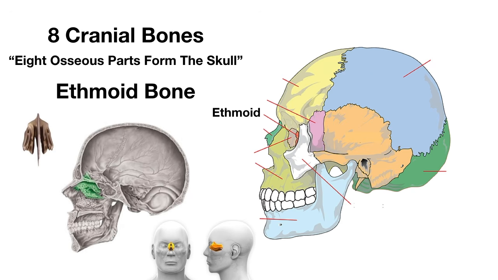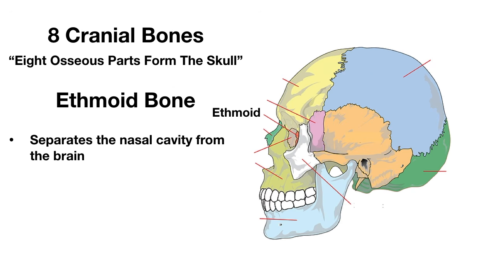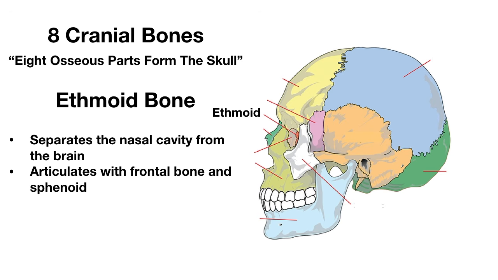There are a couple main features to know about the ethmoid bone, and we're going to walk through those now. First, it separates the nasal cavity from the brain. It also articulates with the frontal bone and sphenoid bone, which we're going to be talking about shortly. The skull is made up of different sinuses. One of those sinuses is called the ethmoid sinus, and it's located in the ethmoid bone, rightfully so.